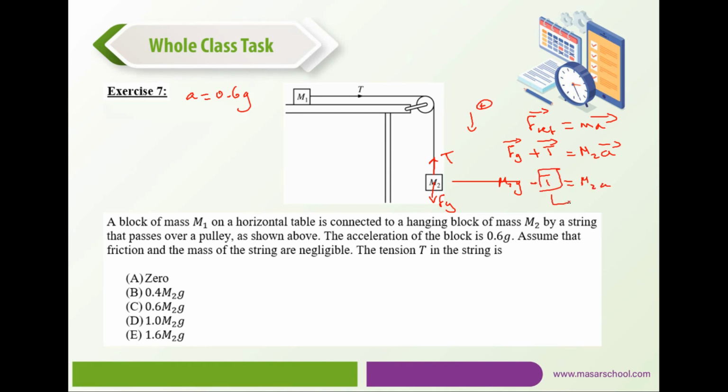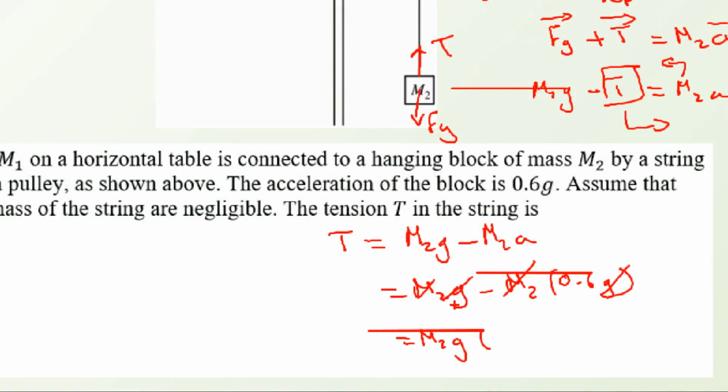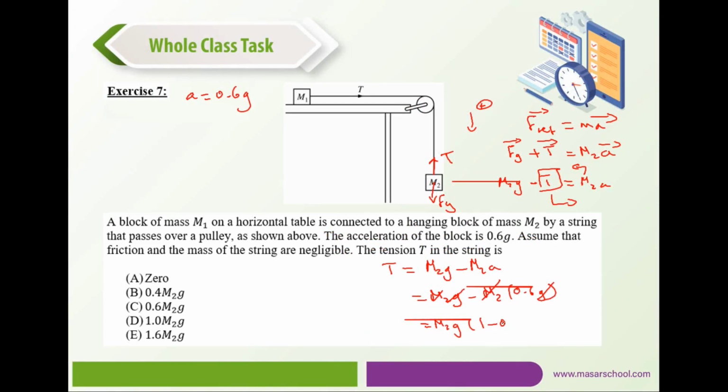So if we take this to the right and this to the left, that would be the tension is m2g minus m2a, and that would be m2g minus m2 times the acceleration, which is given by 0.6 g. Now we can factor out g with m2. That would be m2g. Here we don't have anything, so we're left with 1 minus 0.6, and that would be 0.4 m2g, and the correct expression in this case is B.